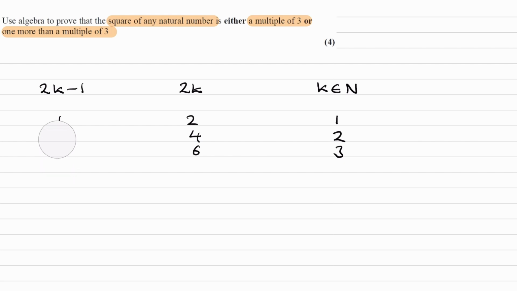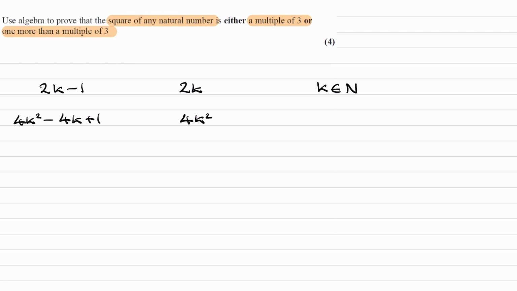But if we were to square these two things, if we squared 2k minus 1, we end up with 4k squared minus 4k plus 1, and this becomes 4k squared. Neither of these two things are easy to express as a multiple of 3 or one more than a multiple of 3. The easiest way to do that is if we can factorize out 3 from at least part of the expression. If we wanted to show that it's one more than a multiple of 3, what would be ideal is if we can factorize out 3 from the first part and then we have plus 1 at the end. So multiple of 3 plus 1.